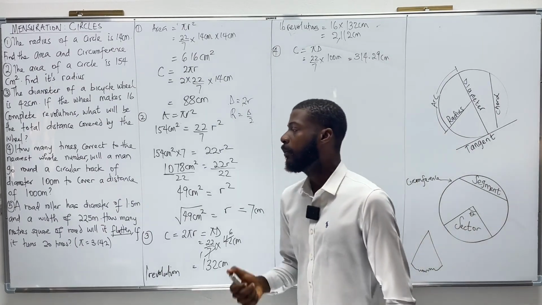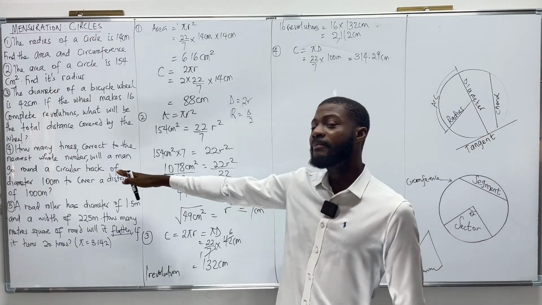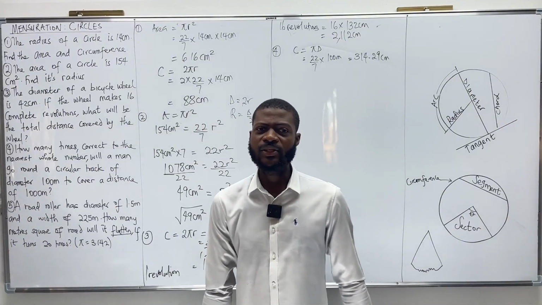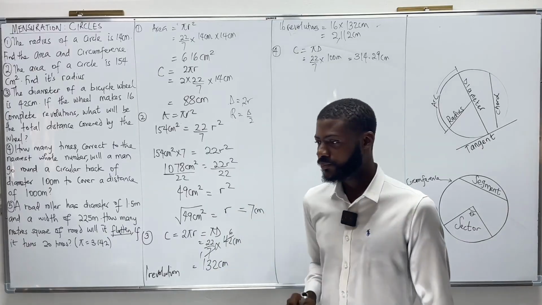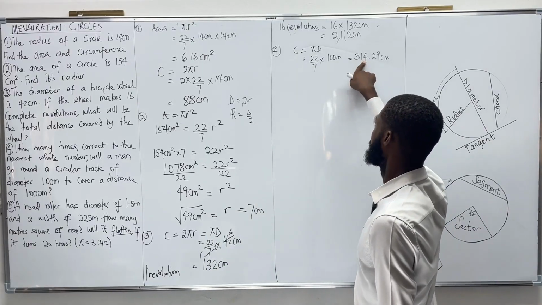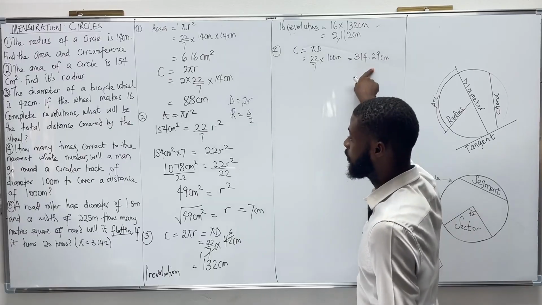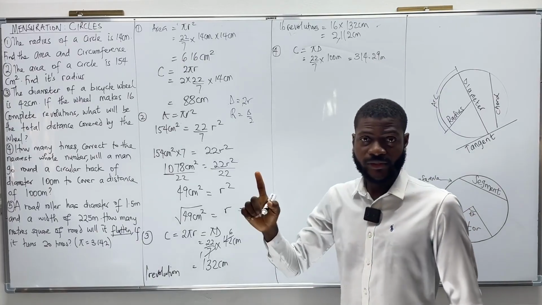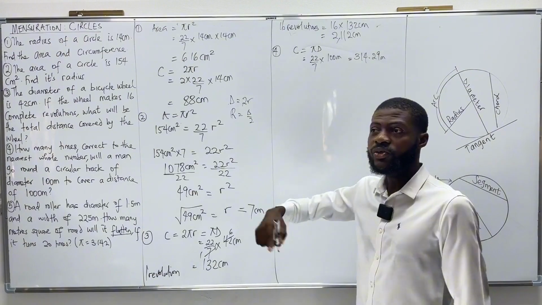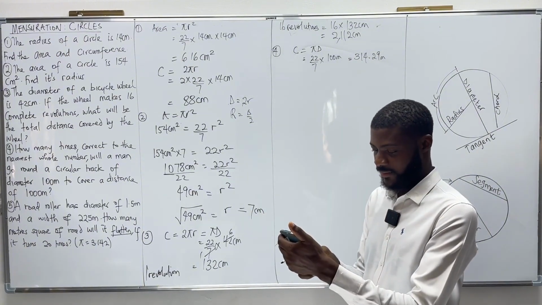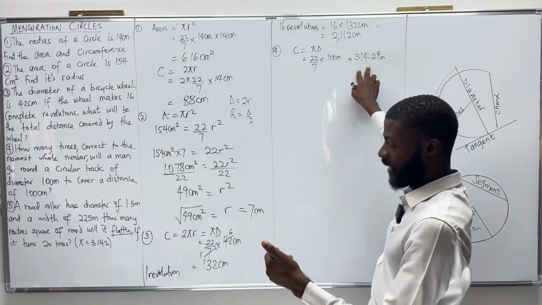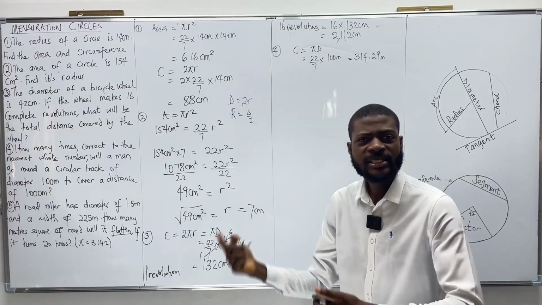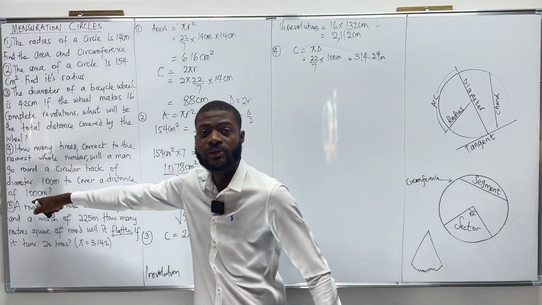But then the man wants to cover a distance of 1,000 meters. So if the man goes round once, he's going to cover this distance. Wait, this is in meters, not centimeters. If he goes round twice, he will cover double of it, so that's about 628.57. They're asking us how many times does he have to go to complete 1,000 meters.